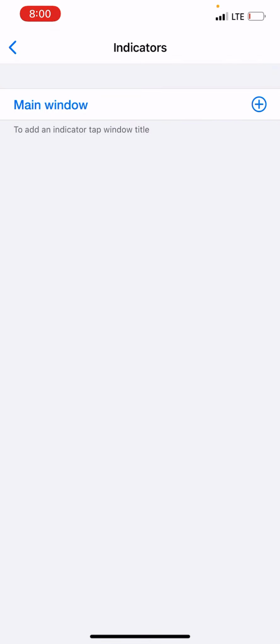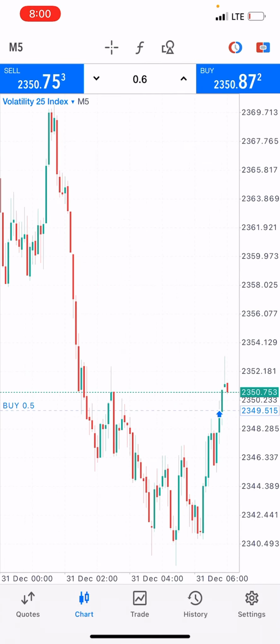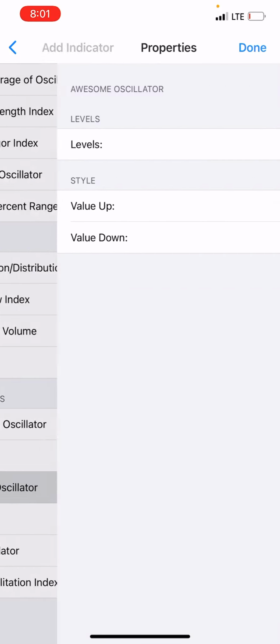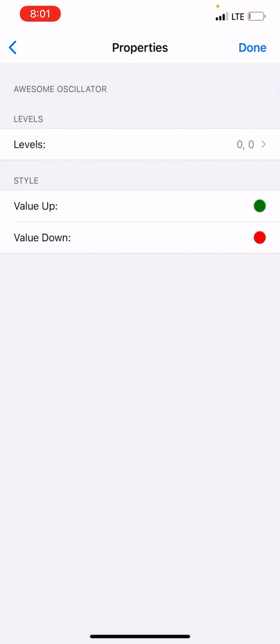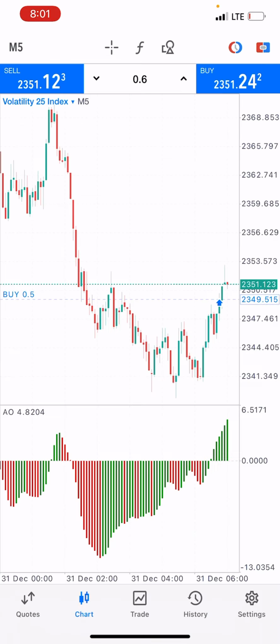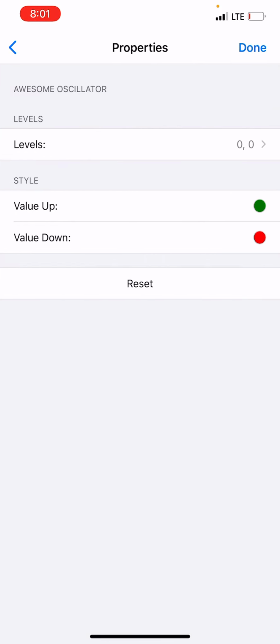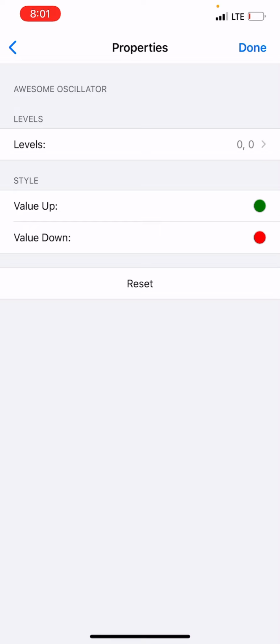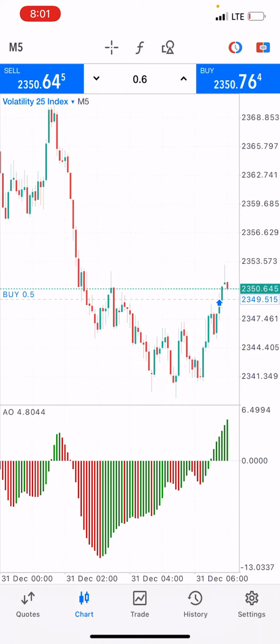So guys, using the strategy for volatility index, the first indicator you get is the awesome oscillator. The levels, you put it on 0, done. That is just it, guys. For the style, you make it 3 pixels. Use the color green, you save, you come down, use color red for the value down. You click done. Simple as that.